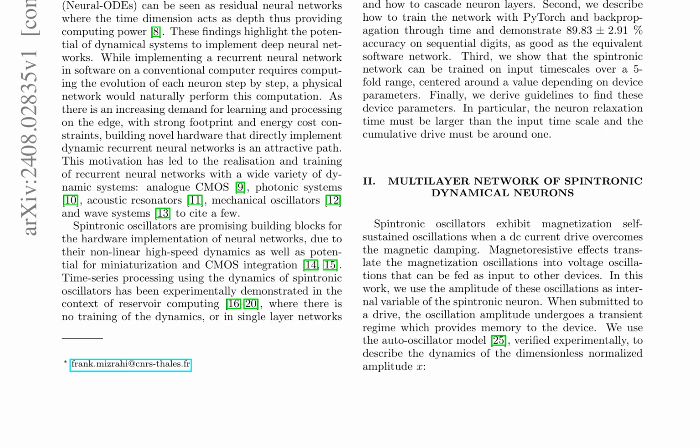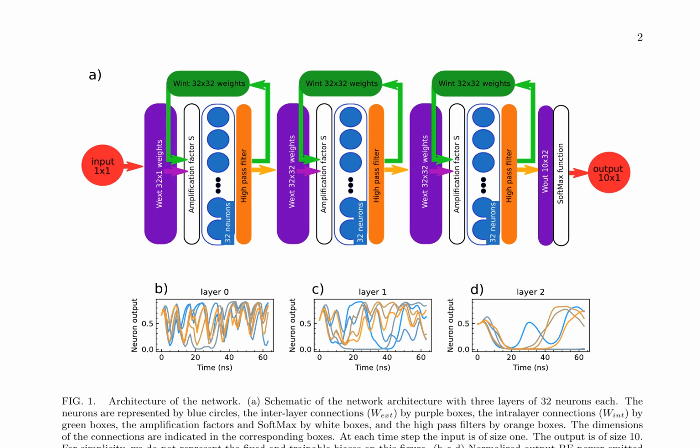The neurons are represented by the autooscillator model, which describes the dynamics of the dimensionless normalized amplitude x. The model is simplified to dx/dt equals -γx + I(t)x(1-x), where γ is the damping term, and I(t) is the time-dependent drive.